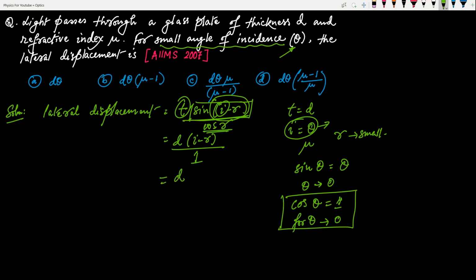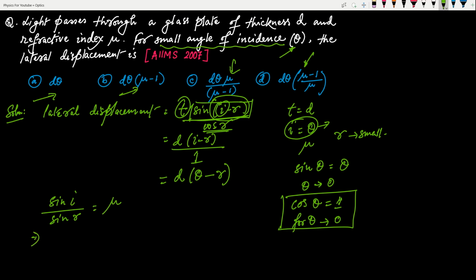So d times (I minus r), where I can be written as theta, gives d times (theta minus r). But if you look into the options, there is no parameter called r here. You can check all the options and you'll see that there is no r present. So we need to replace the parameter r in terms of refractive index mu. How to do that? We know that sine I by sine r is equal to mu, isn't it?